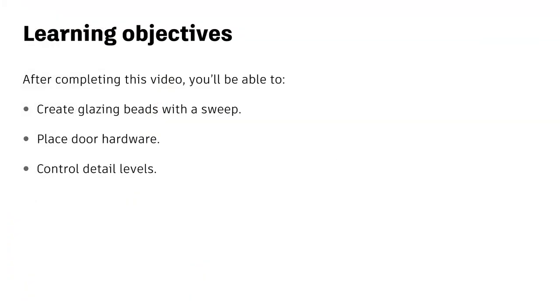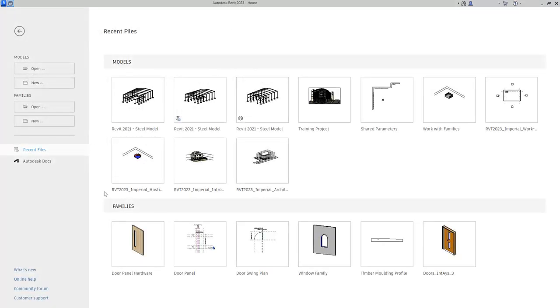In this video, you create a glazing bead and control its visibility and level of detail with parameters. You also place handles on the door panel and associate the hardware to a material parameter. We'll begin by opening an existing family.